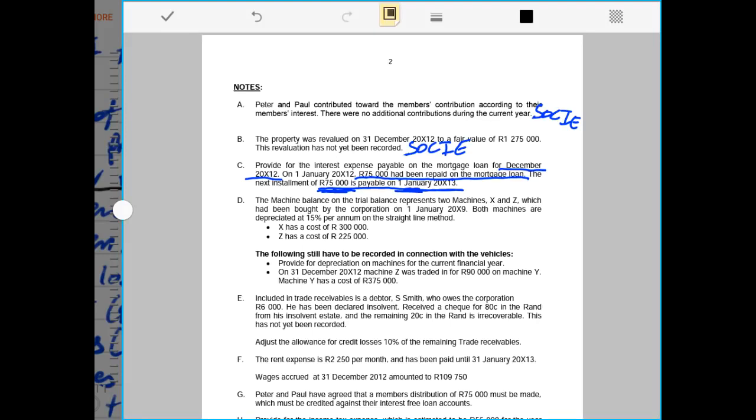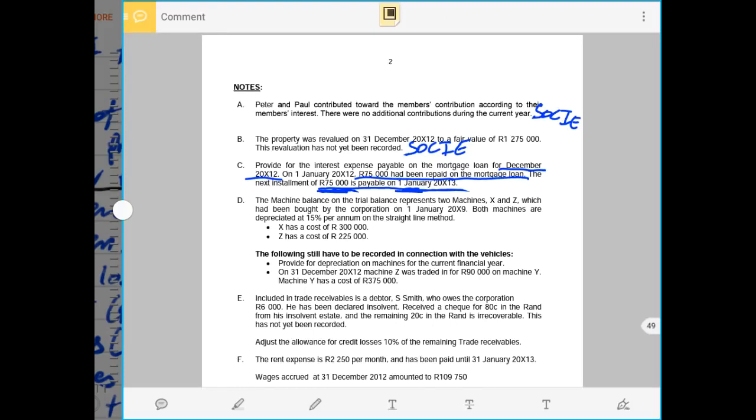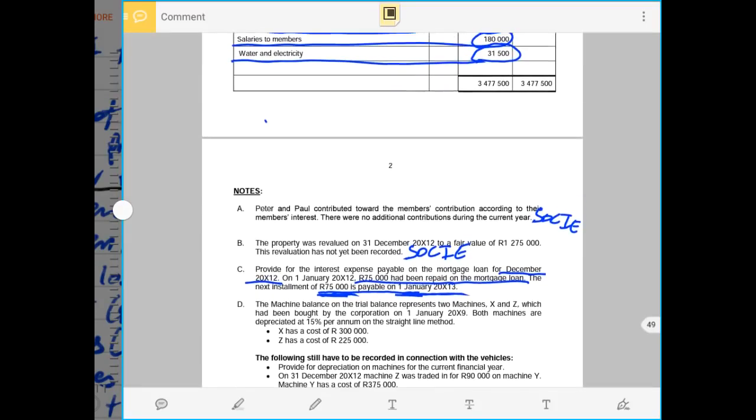So now it means that will be recorded as a current liability in the statement of financial position. However, we will not be doing the statement of financial position. We are only doing the income statement. So now in the income statement, we need to account for the interest expense.